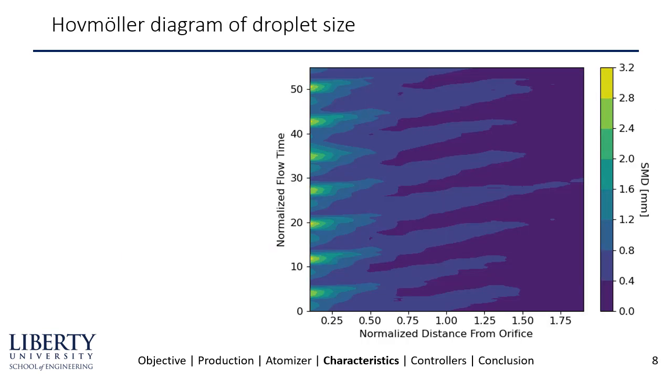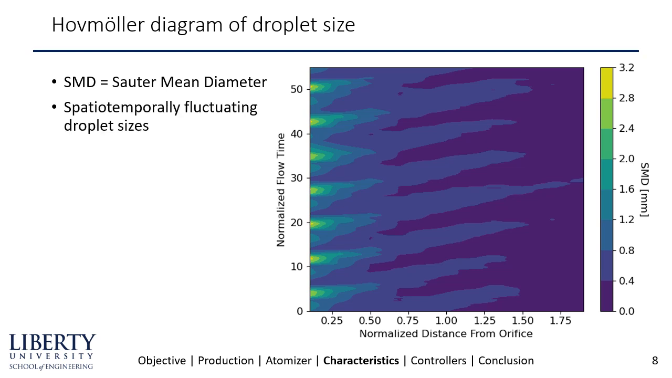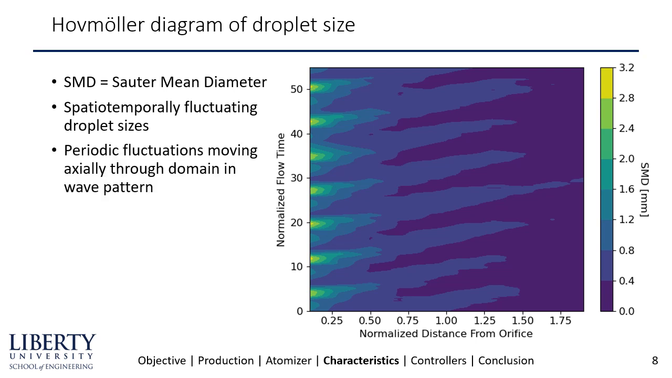Finally, in this overview of our system, we'll look at the droplet sizes. Here's a plot that shows the temporal and spatial nature of the droplet sizes. SMD stands for Sauter mean diameter and is representative of droplet size. And you can see that we have spatio-temporally fluctuating droplet sizes. There are periodic fluctuations that move axially through the domain in a wave pattern.